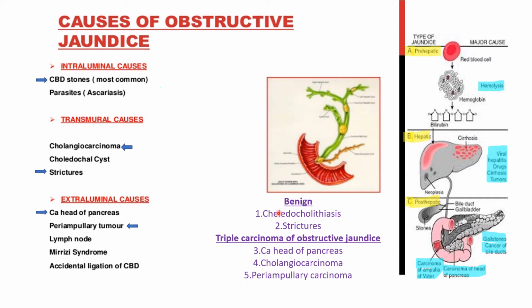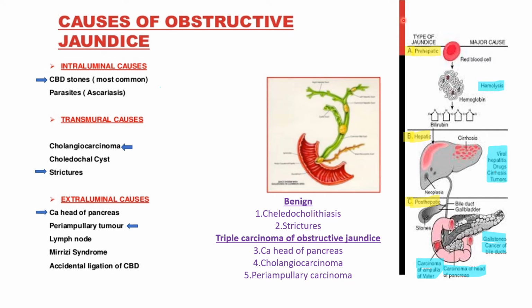So the common causes can be divided into benign or malignant. Benign causes are choledocholithiasis and strictures of the bile ducts, and the malignant conditions are classed as the triple carcinoma of obstructive jaundice, namely carcinoma of the head of the pancreas, cholangiocarcinoma, and periampullary carcinoma.